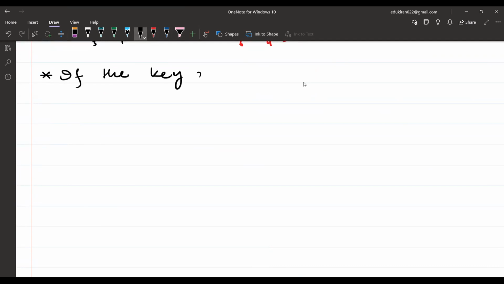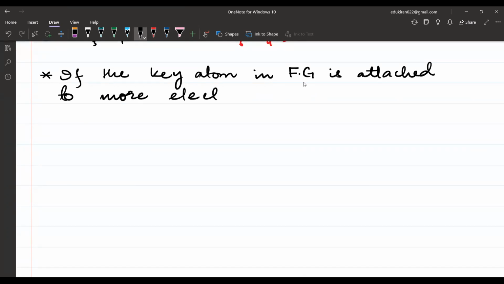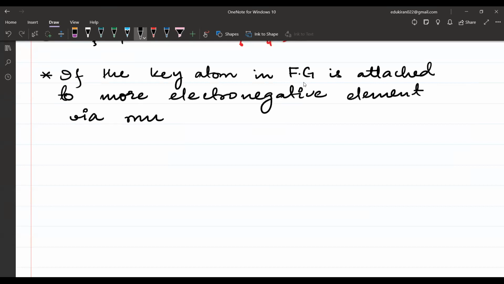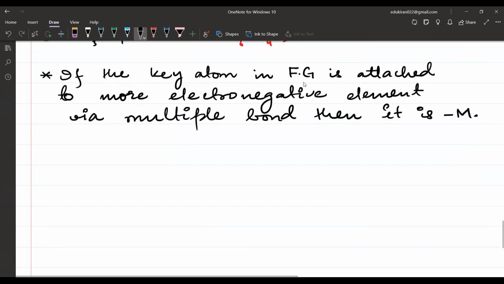If the key atom in functional group is attached to more electronegative element via multiple bond, then it is minus M. ठीक है, then it is going to be minus M. Now first of all you will identify whether it is minus M है या नहीं है. अगर minus M नहीं है, then you are going to see.